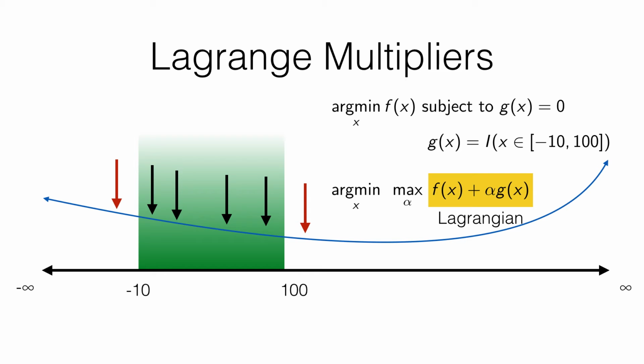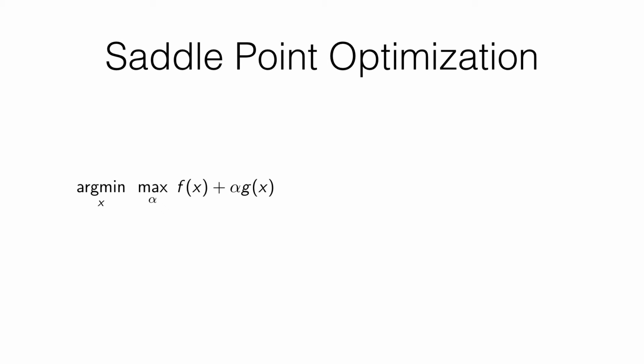So this expression here that we're both minning and maxing is something called the Lagrangian. And it's obviously of a different form than the type of objectives we've been looking at, because now there are two players in the game. It's not just one person trying to minimize, but it's a min and a max. And that is a form of optimization problem called a Saddlepoint Optimization.